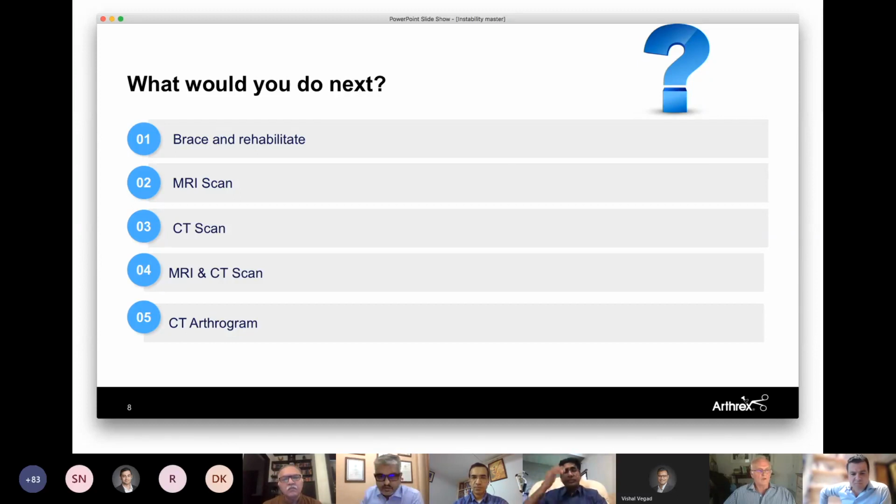And the other thing is, what does an MRI scan add? You've got documented proof of dislocation already. You know there's a dislocation. For me, the only thing adding to that with an MRI scan is whether I've got a Hill-Sachs lesion or not, and that would be the only reason to rush ahead.